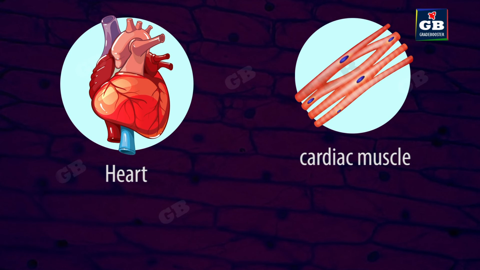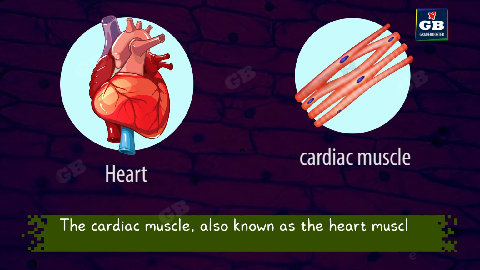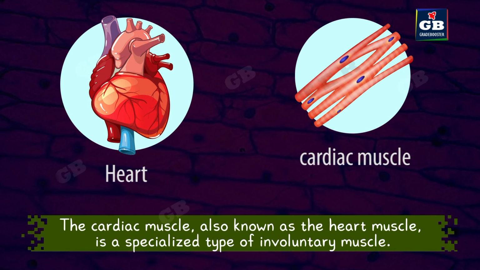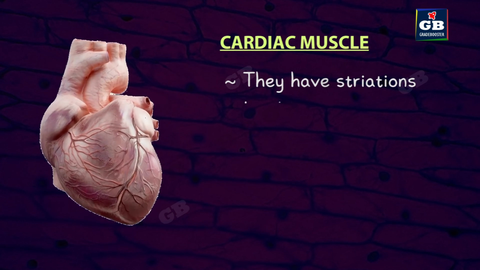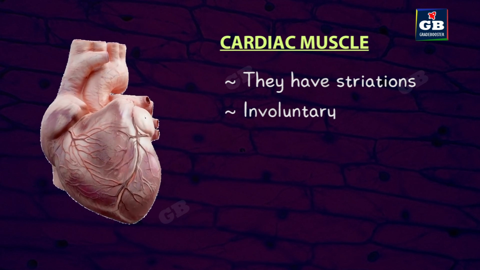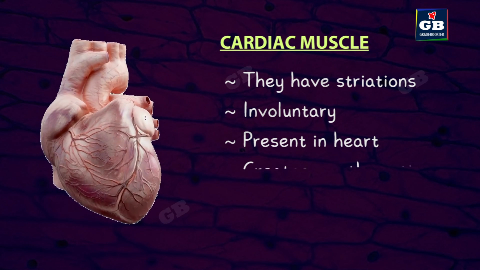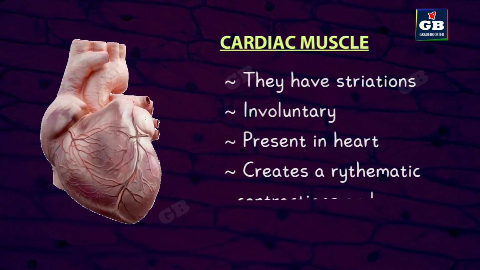We learn about cardiac muscle or heart muscle. The cardiac muscle, also known as the heart muscle, is a specialized type of involuntary muscle. Let us see the structure of cardiac muscle cells. Cardiac muscle cells are cylindrical and branched. Each cardiac muscle cell is uninucleated, means it contains one nucleus.